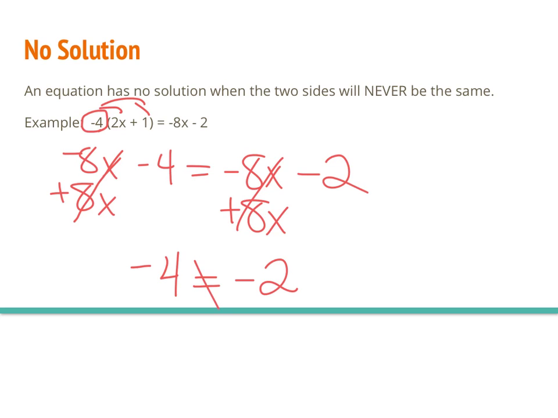They're the same, and we would be left with negative 4 is equal to negative 2. Well, this is not true. Those two things are not the same. So this would be no solution, and it's not a 0, it's like a 0 with a line through it. We can say no solution because the starting equation wasn't even equal to begin with.